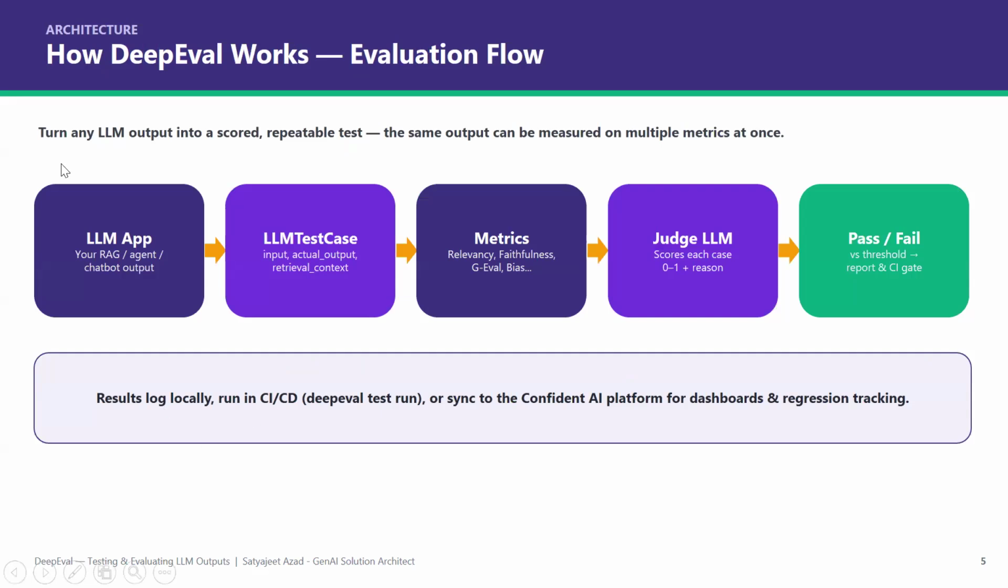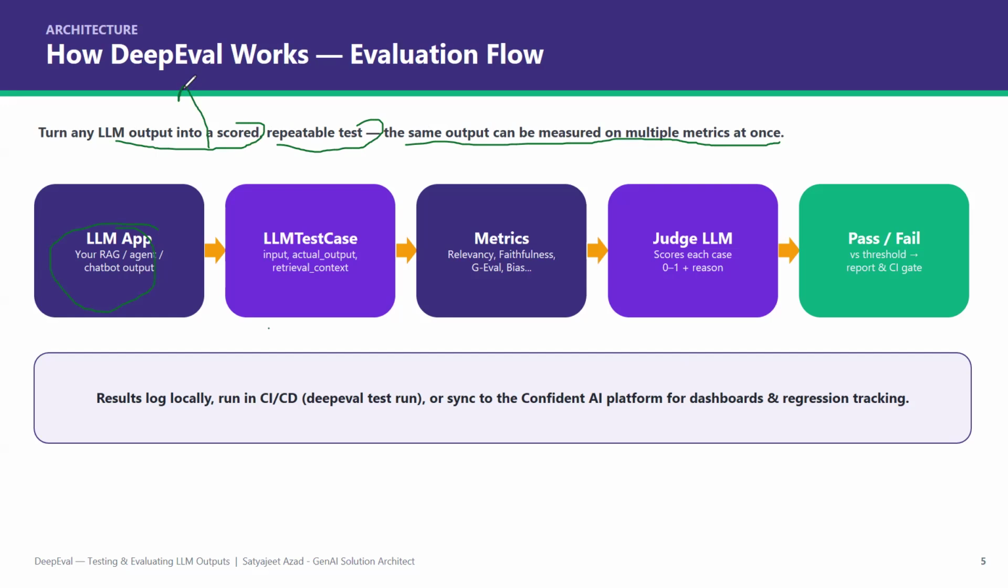So DeepEval, for example, how are we going to integrate it, and the flow that we must see, right? You should see it in terms of adding this as a flow. Let's say we have some applications that you worked on, a RAG or agent framework that you work with. As it says here, it turns any LLM output into a scored, repeatable test. The same output can be measured on multiple metrics at once. That is what DeepEval will do.